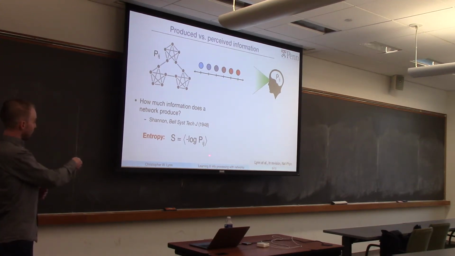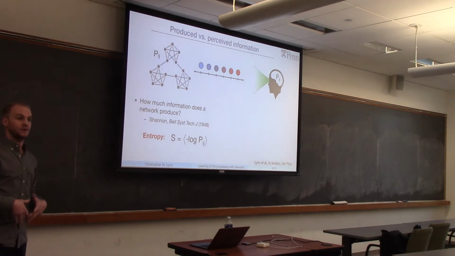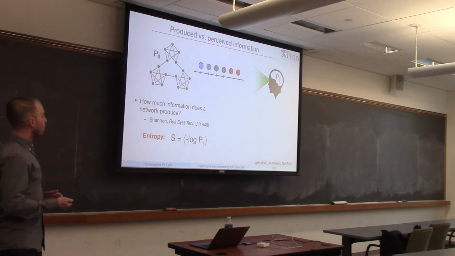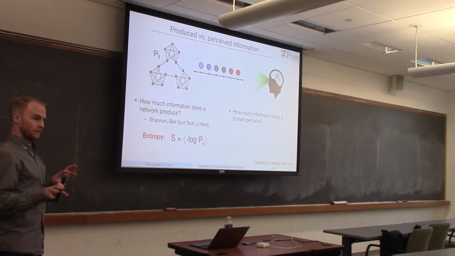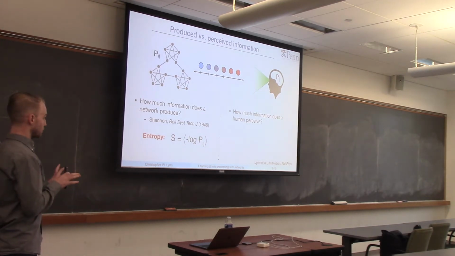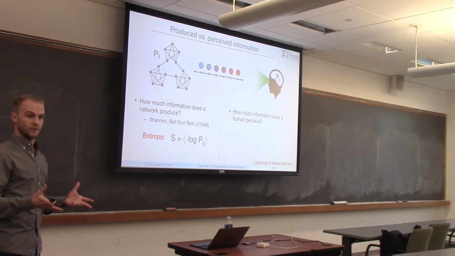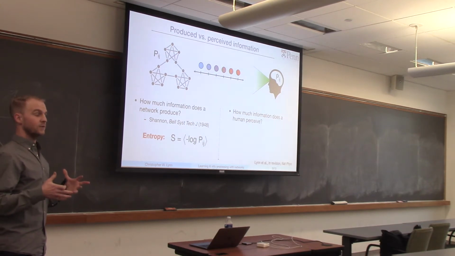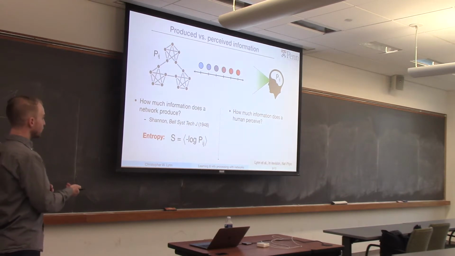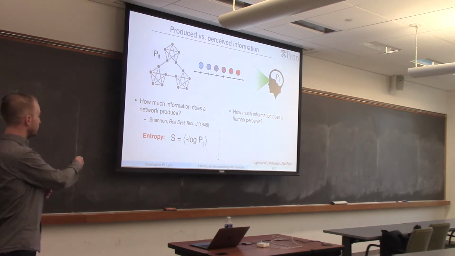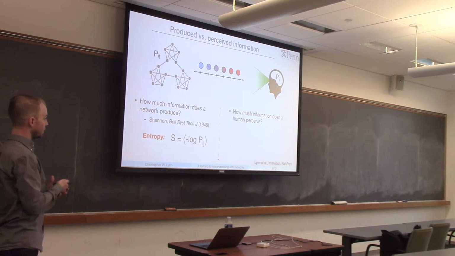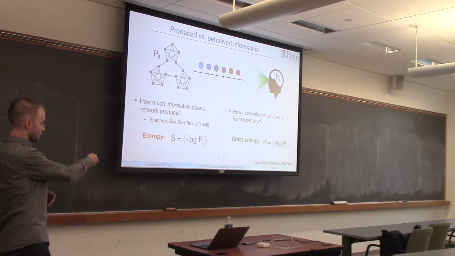So we have this answer to the question, how much information does a network produce? But what we're interested in is a slightly, subtly different question: how much information does a network convey to a human observer? Or another way of putting that is, how much information does a human perceive from a network? It turns out that the answer is a very simple generalization of entropy. It's simply the cross entropy.